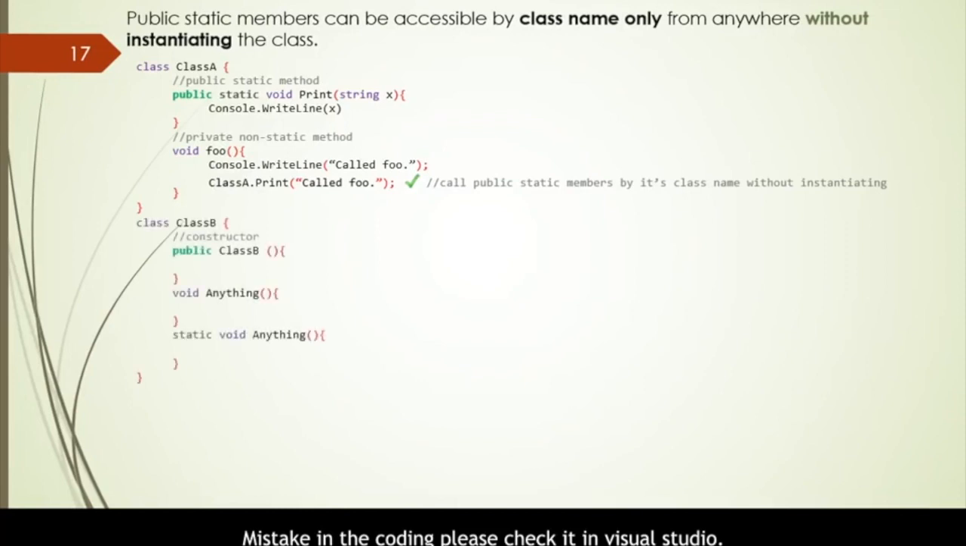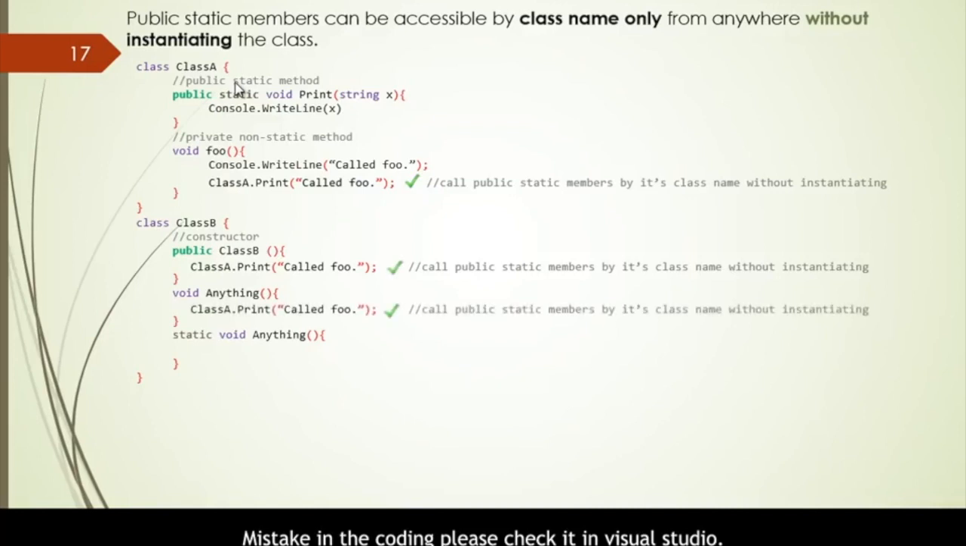Let's say we have another class B, and we have three places. One is a public constructor, which is a public method, and another is a private method, and another is a private static method. So if we want to access the public static method of that class A, what we can do is write the class name and dot and then call the method, and it will work just fine. The same is also true for any non-static method and any static method.